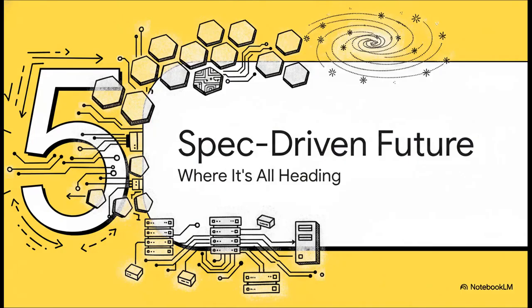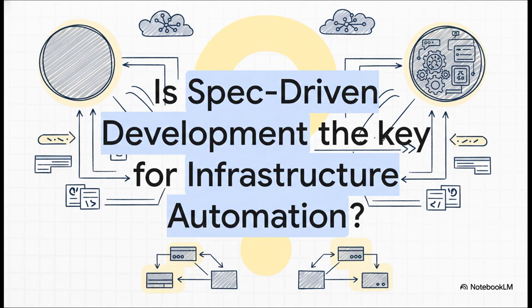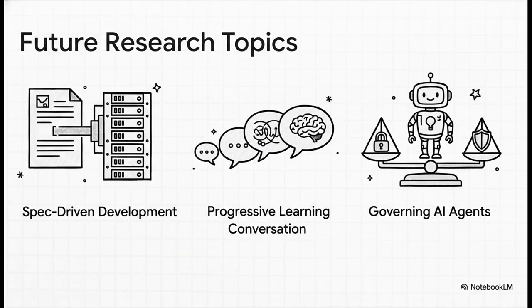Simple as that? Now, this workflow is already super powerful, right? But what's really exciting is that it's just a little glimpse of a much, much bigger shift that's happening. So let's zoom out and look at where all of this is actually heading. And this leads us to the big, forward-looking question. Is this kind of spec-driven development the key to automating the entire future of infrastructure? I mean, we're talking about a world where we stop manually commanding our infrastructure piece by piece. Instead, we just describe the final state we want, and we let automated systems figure out how to make it happen.